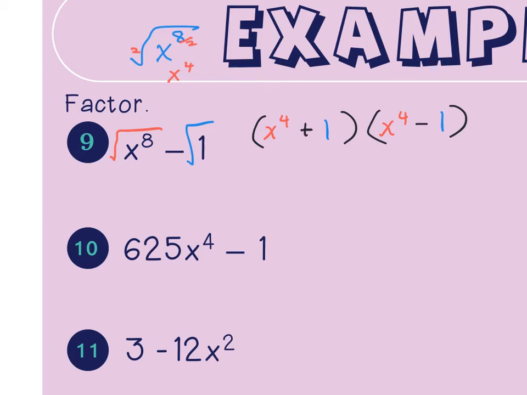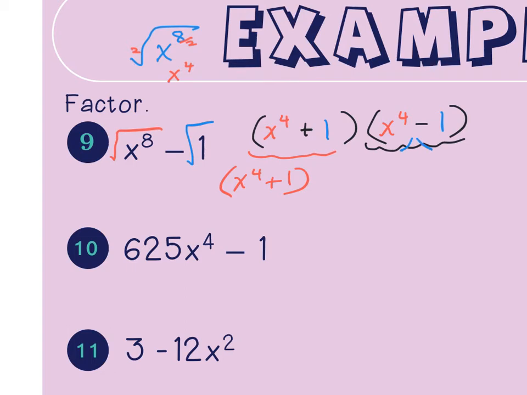Now, whenever you're factoring any type of problem, you always need to factor completely. If you look at this one right here, I can continue factoring this one. It's still the difference of two squares. This one is done, so I'm just going to keep writing it in my answer. This one, I'm going to break down.